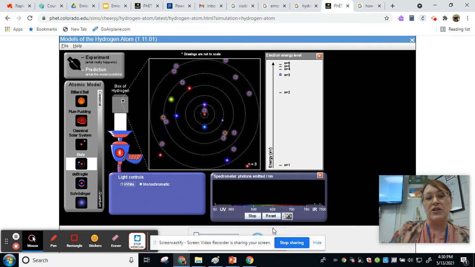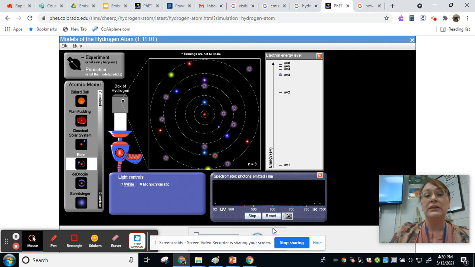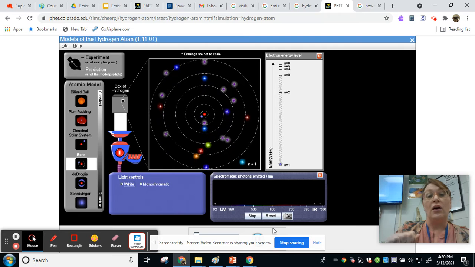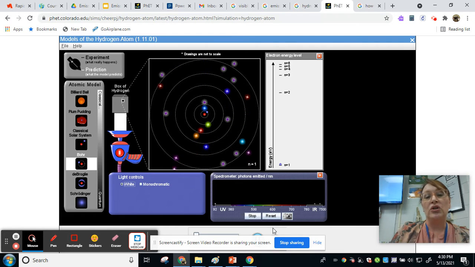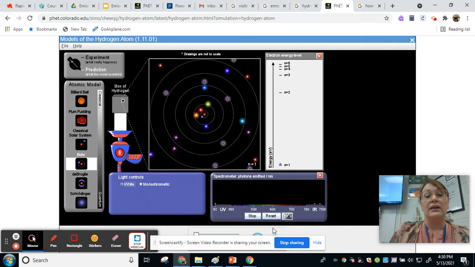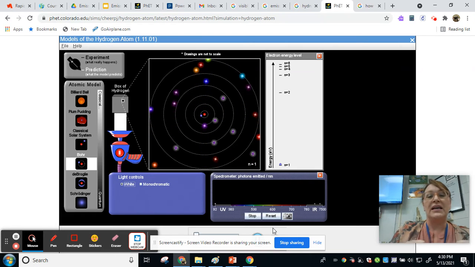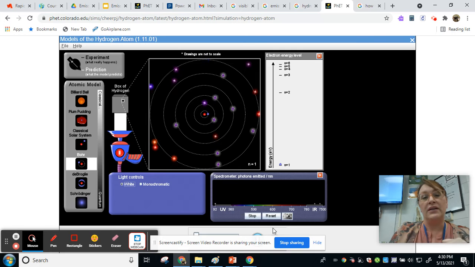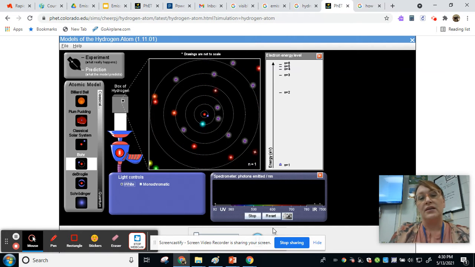Now it gave off some energy. It dropped to n equal 3. Let's see. Drop back down to n equal 2 or n equal 1. Let's see if it absorbs some energy again. Come on, light. Hit that nucleus or hit that electron. Nothing. Still at n equal 1.